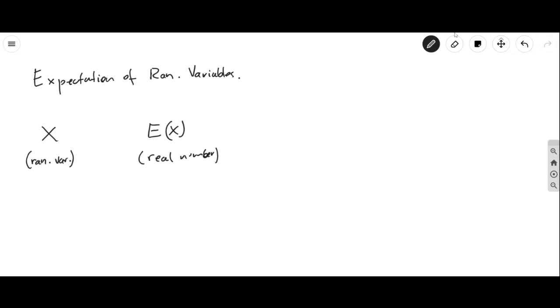So X is a random variable, and you can even intuitively think of it as a random real number. Whereas the expectation of X is a real number. It's not random, it's just a real number. Okay? And this is what you call the expectation of a random variable. That's the way you say it. Now, before we define it, maybe I should give you an example.